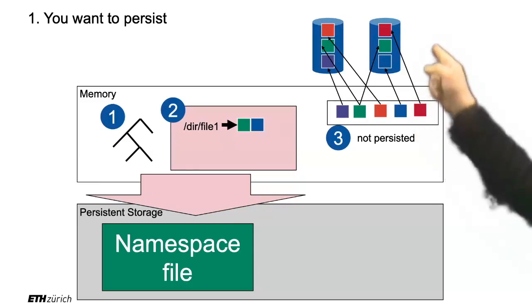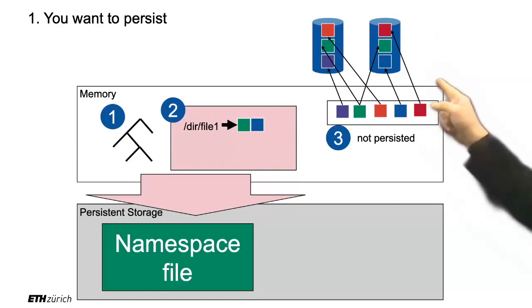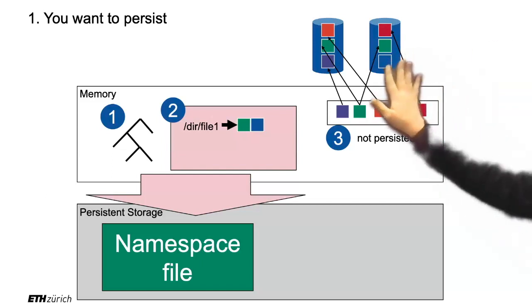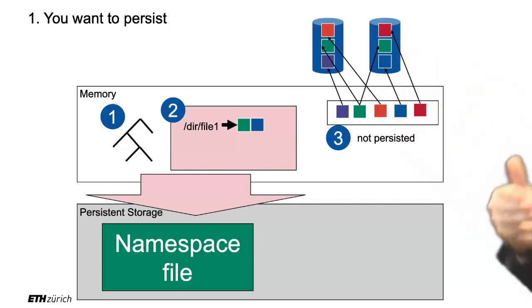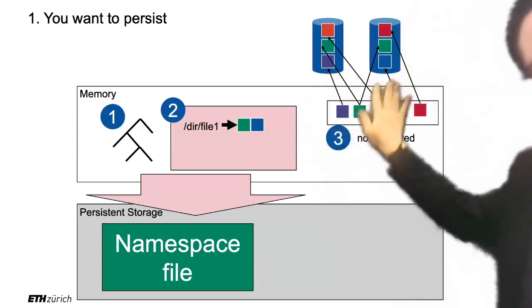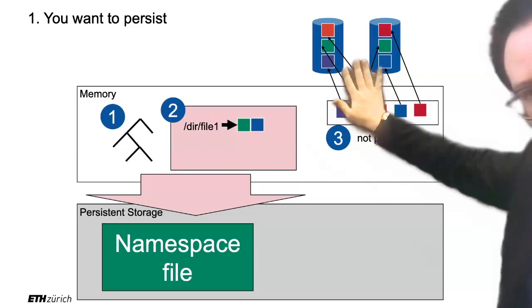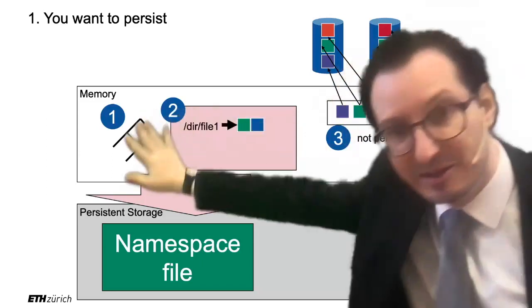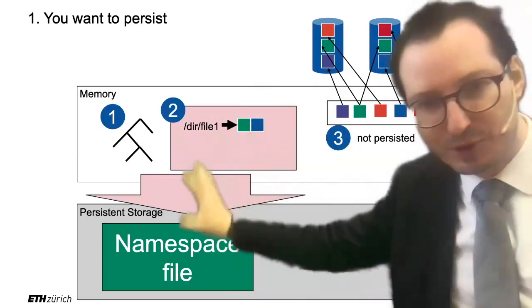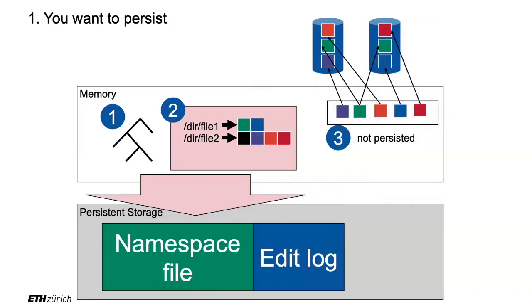Why do we not need to save that? Exactly, you can recover it from the heartbeats. So if you lose that, that's okay. You just wait for the heartbeats and you will know at some point where it was sitting. So you can save yourself space. You don't back up that, but this you back up in a namespace file. So at a certain point in time, you take a snapshot and you store the namespace file.